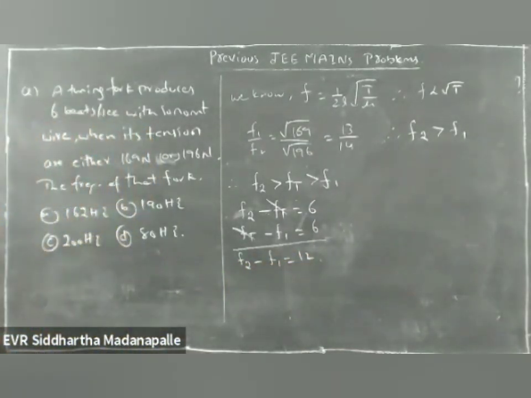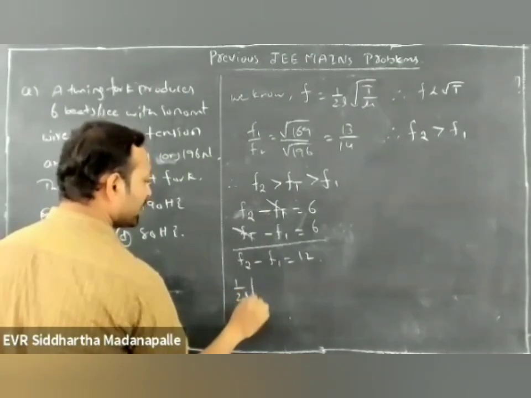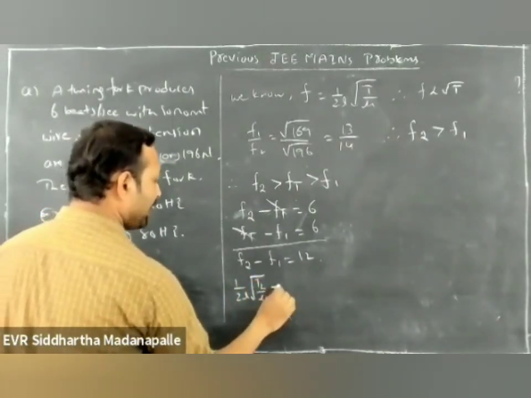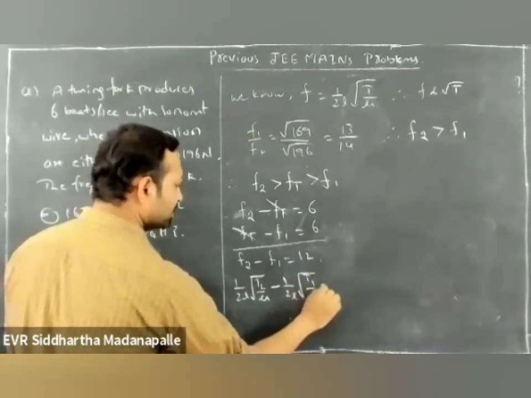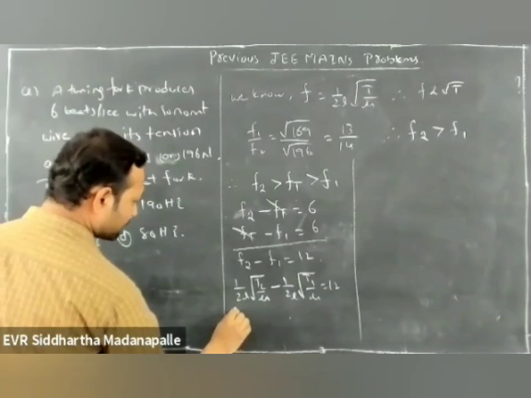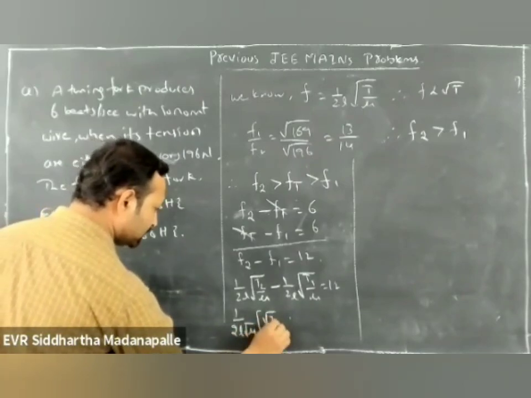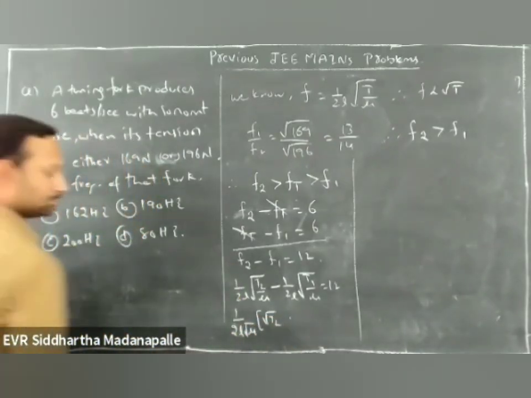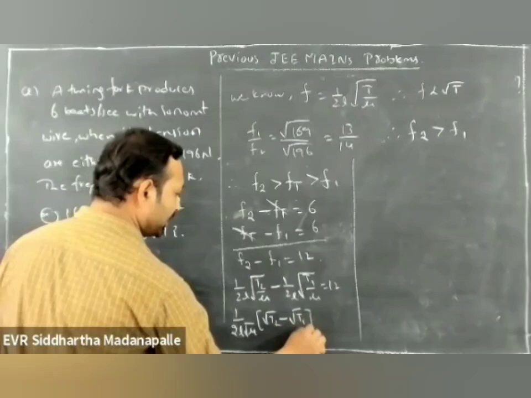What do we have to find out? We have to find out the frequency of the tuning fork. Okay, let us do it here. F2 is equal to 1 by 2L root of T2 by mu, minus 1 by 2L, same length, tension changes, root of T1 by mu, is equal to 12. Now taking 1 by 2L root mu common, root T2 minus root T1 is equal to 12.